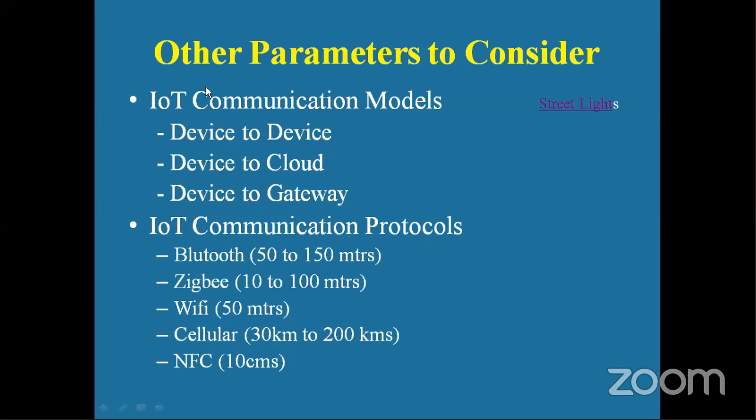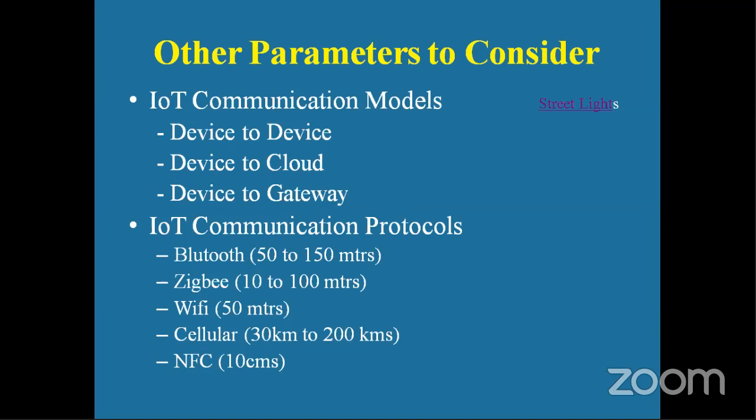Next, once we have decided upon the communication model, then you decide upon the protocol. There are different types of protocols available. For the wireless communication, what protocol do you want to use? Do you want to use Bluetooth, Zigbee, Wi-Fi, cellular, or NFC? Bluetooth, you know, you can communicate only from 50 to 150 meters. Zigbee, you can communicate actually from 10 to 100 meters. Even I have heard about some Zigbee antennas or Zigbee transmitters and receivers which can communicate across even 1 kilometer also.